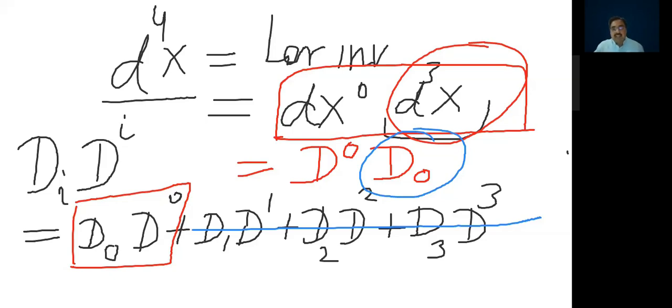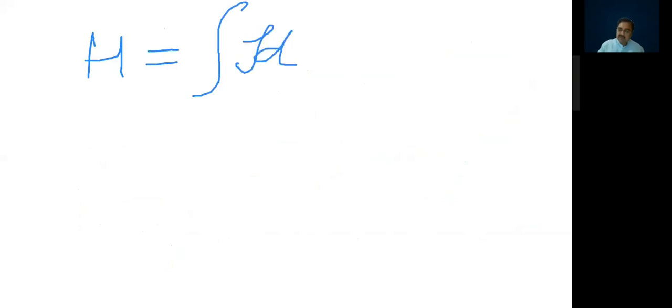So the lesson drawn from this is the following. The 3-volume of the region goes like d0, that is, the time component of a covariant 4-vector. Now, having said this, we return to our earlier expression that this H for the field is the Hamiltonian density times d3x, and the integration of it.